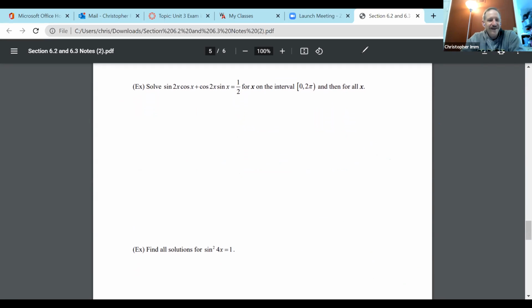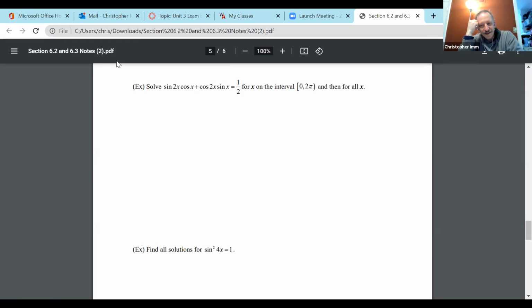This one looks weird and sort of bad. So I have sine of 2x cosine of x plus cosine of 2x sine of x is equal to 1/2. That one looks like I have double angles and single angles in there. Wow, how am I going to do something like this? It looks like the last one I changed secant or cosecant into its reciprocal, right? Is there any way we can condense this one down into something nice?